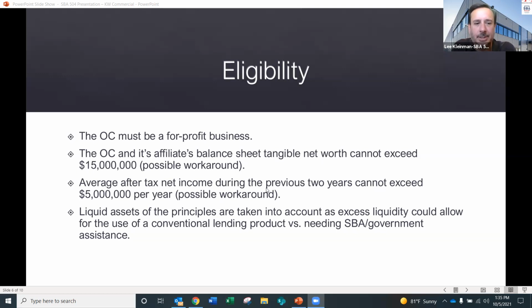But if an owner has too much liquidity in the bank, then they don't need government assistance. They can easily put 25% down and go conventional. There are many times where we cannot move forward because there's too much liquidity, and the client can easily put 25% down and we have to back out. So luckily it doesn't happen too often, but it does from time to time.